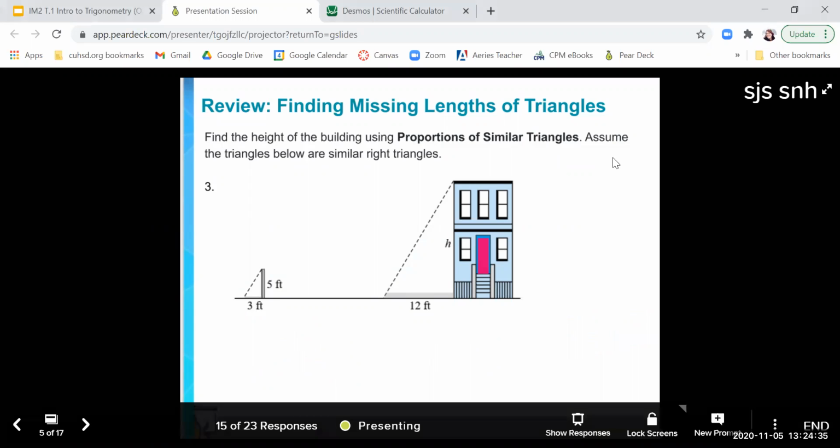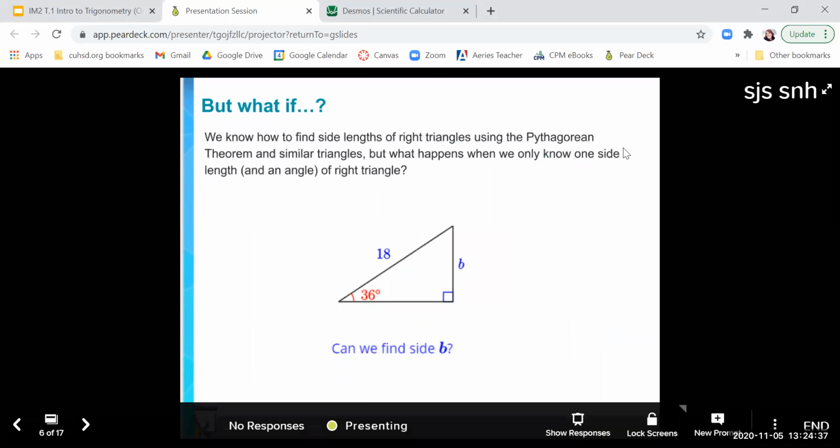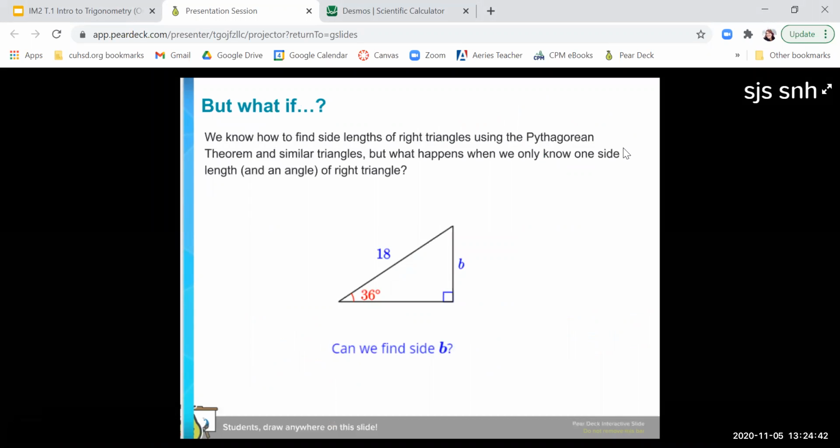All right, so here we go. This is where we have a conflict. We know how to find side lengths of right triangles using Pythagorean theorem and similar triangles, but what happens when we only know one side length and an angle of a right triangle, but we don't have a second triangle to compare it to? So now we have a situation where we don't have enough information to use similar triangles or Pythagorean theorem to find the length of B. So we need another way. And that's where trigonometry comes in.